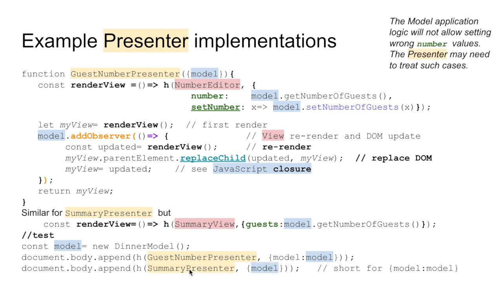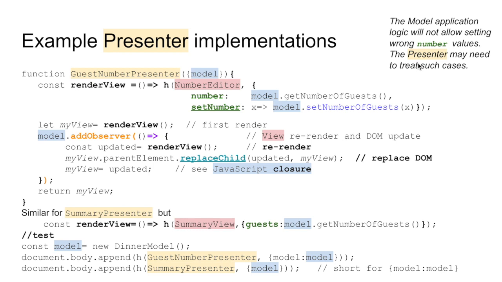What is the difference from the previous scenario here is that the model has an application logic, has a policy. So for example, it will not allow 0 guests or negative, and then we will not be able to go lower than 1 in this number editor, even if the number editor doesn't know about that. The presenter might need, though, in its adaptation work to treat such cases.